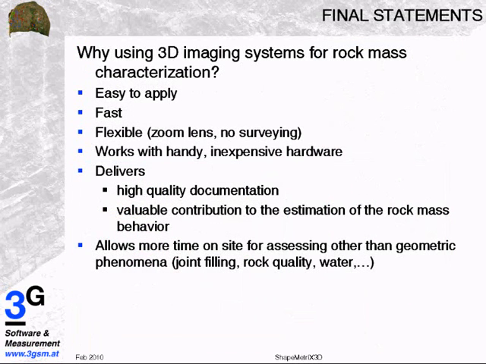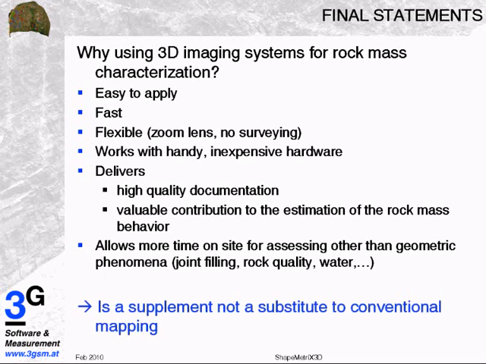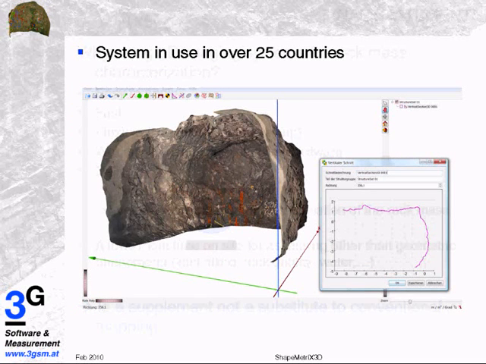So why are 3D images interesting for rock mass characterization? The system is easy to apply, it's fast, it's rather flexible, the hardware is not expensive, and it delivers a high quality documentation and allows contact-free measurement. It allows more time on site even for assessing other phenomena that are non-geometric, which means the geologist has more time to assess things like joint filling, rock quality or water. It's a supplement and not a substitute.